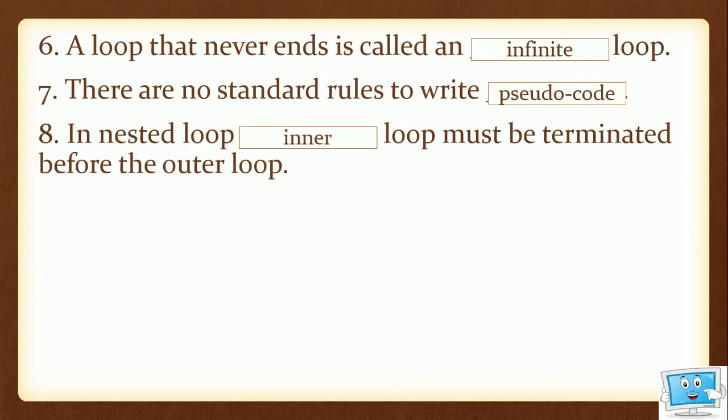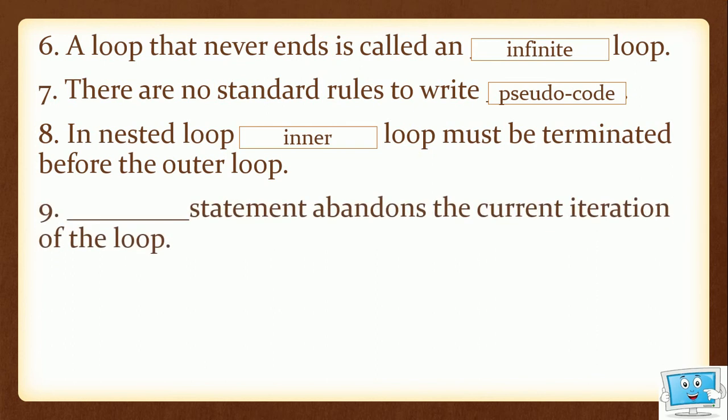Right, inner loop. Okay. Next is, dash statement abandons the current iteration of the loop. That is, out of the break and continue statement, which statement abandons, means leaves, the current iteration, यानी कि जिस पॉइंट पे वो रिपीट कर रहा है अभी वहां से छोड़ के it goes to the next iteration. So which statement leaves the current iteration? Yes, the correct answer is the continue statement.